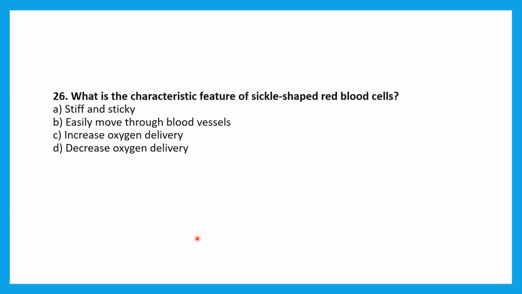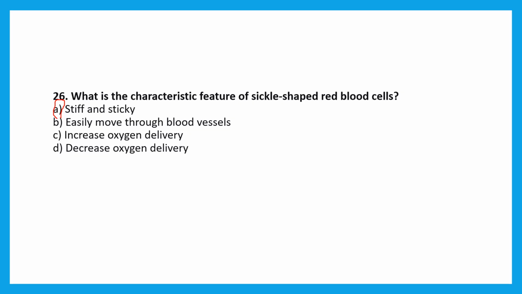The characteristic feature of sickle-shaped red blood cells is that they are stiff and sticky. This is the one that we're going to pick here. Why are we picking this? We know that the sickling process makes the red blood cells rigid, and also they become adhesive. This is actually the key pathophysiological feature that leads to the vaso-occlusion that we did talk about, and also the clinical symptoms of the disease.